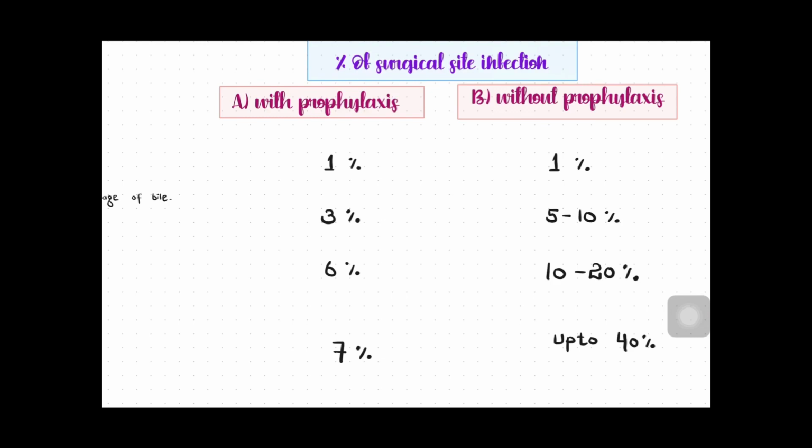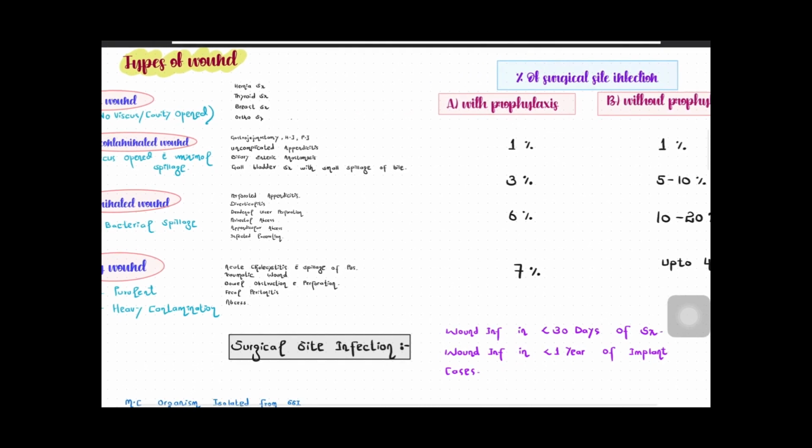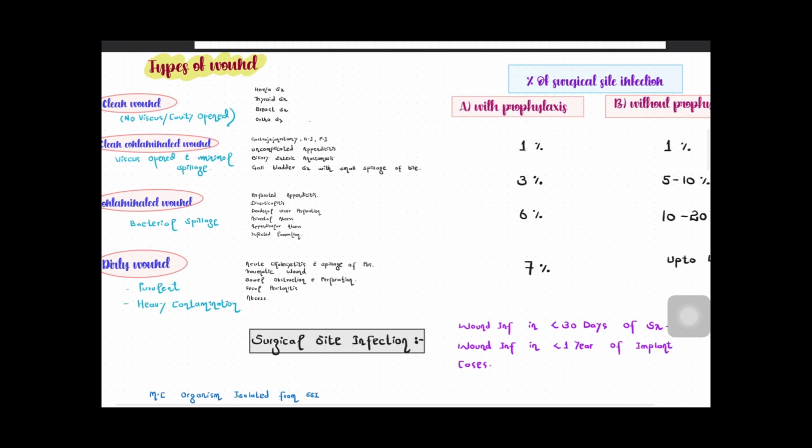So these were some points regarding the types of wound and the percentage of surgical site infection in these four types of wounds with prophylaxis and without prophylaxis.